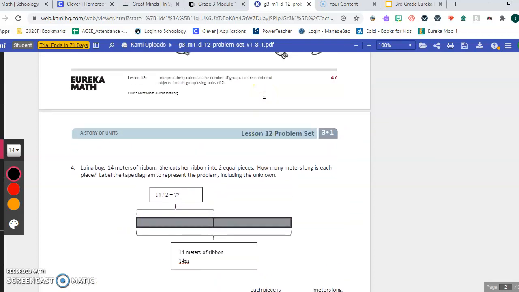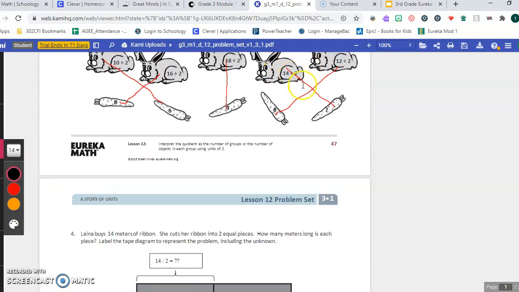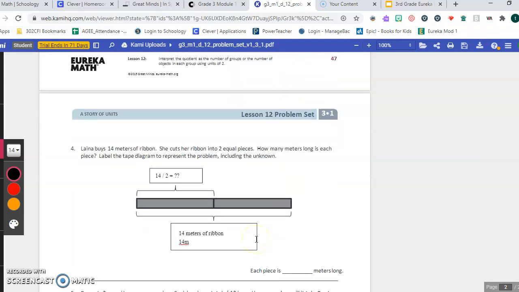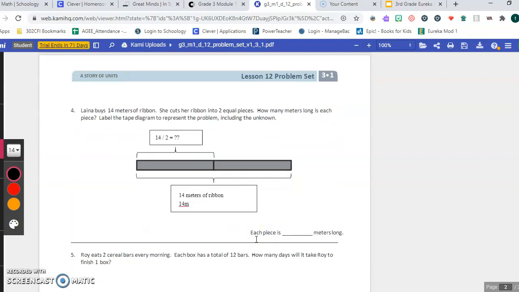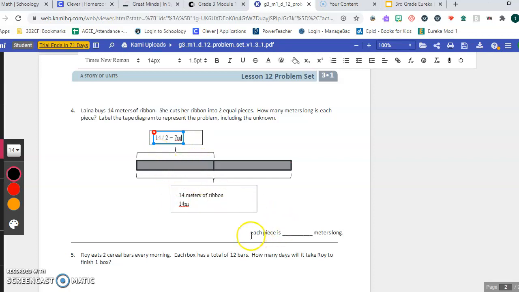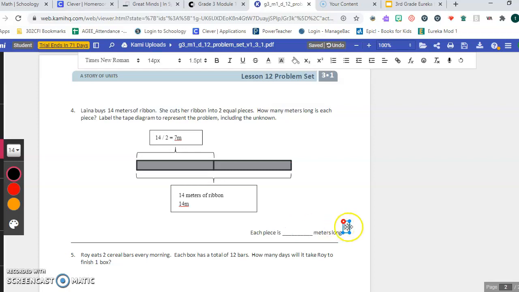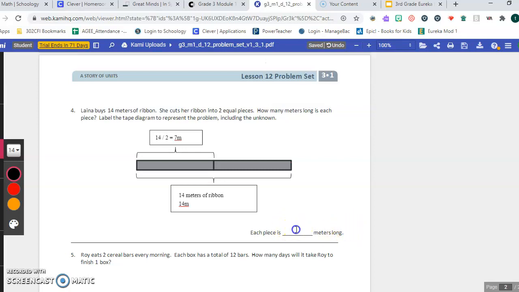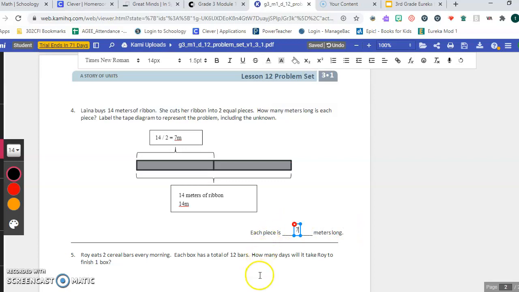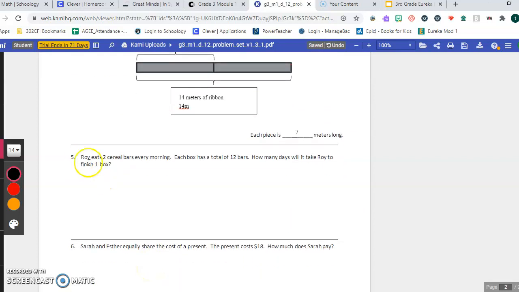We could either look back, because we've already done this problem, 14 divided by 2 is 7, or we could redo it in our mind. We can count by 2s up to 14 and see how many 2s we get, but we know that it's going to be 7 meters. Okay, so each piece is 7 meters long.